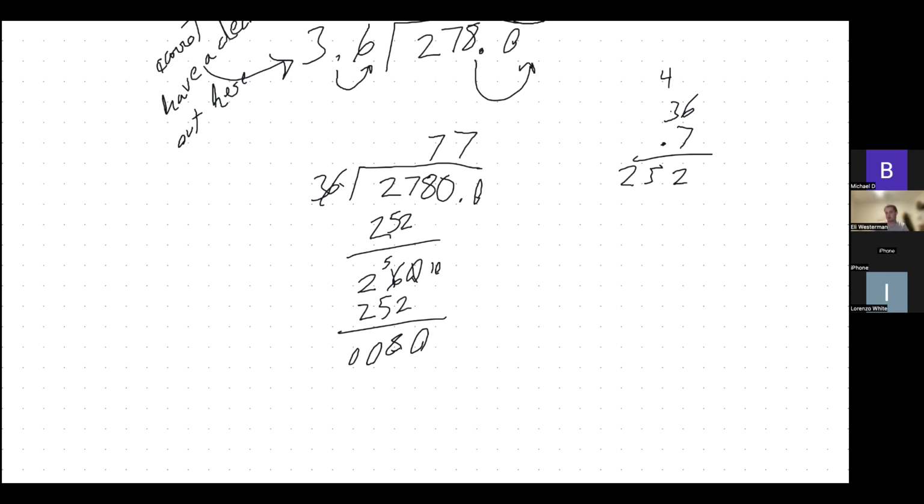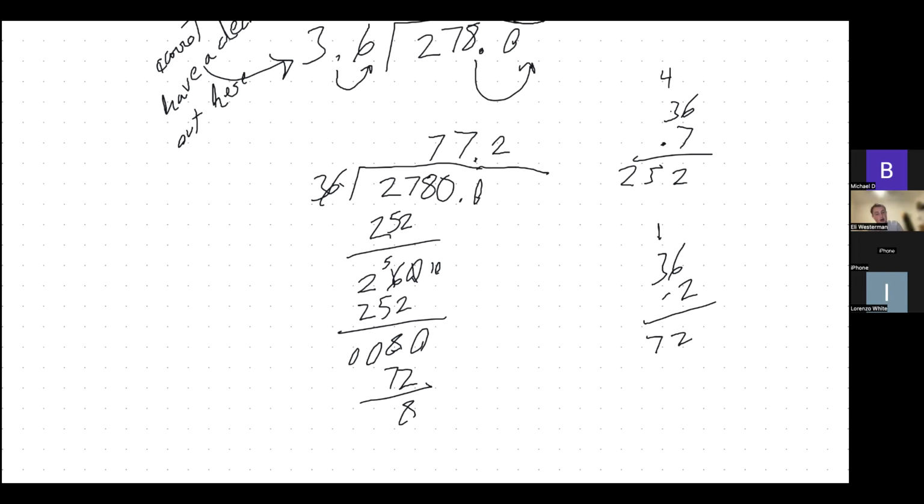Actually, so we can do it. I'm trying to think if we should do it that way. Yeah, let's do it this way. So 36 goes into 80. 36 times 2 is 72. So it goes in 2 times. And then you'll get 8.